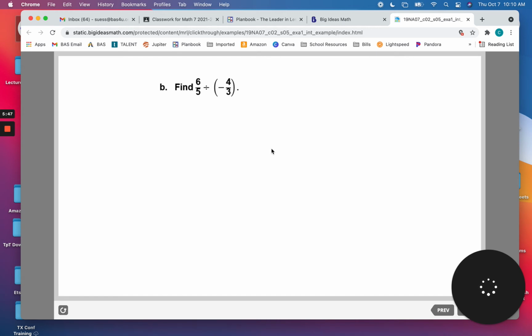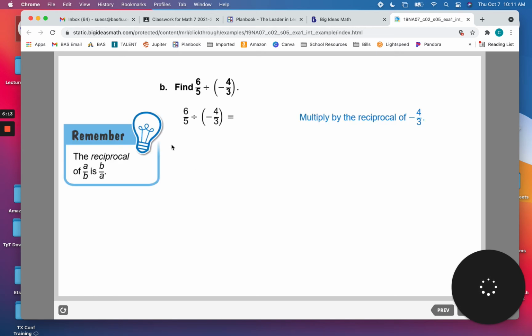All right, so let's do the fraction division here. We have 6/5 divided by -4/3. It is already in improper form. Excellent, because you need to have improper form to multiply and divide. So what's my first step here? Flip the second fraction. Okay, so instead of 6/5 divided by -4/3, I'm going to say 6/5 times -3/4.